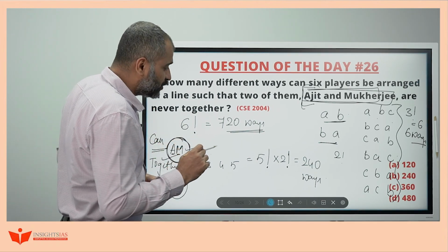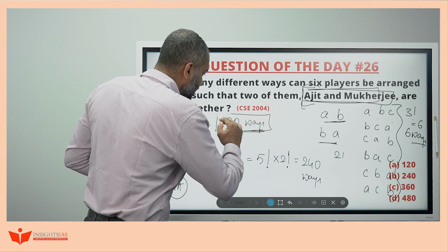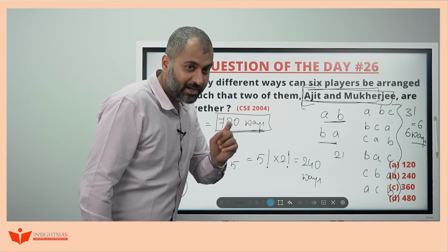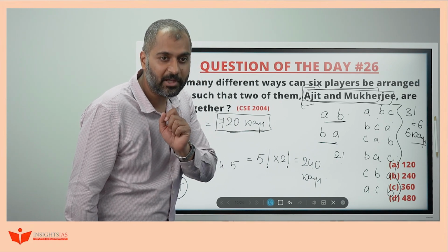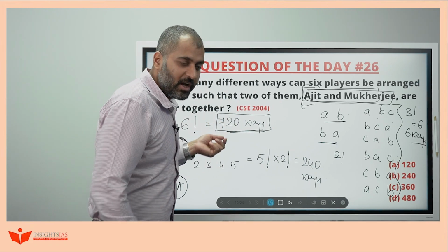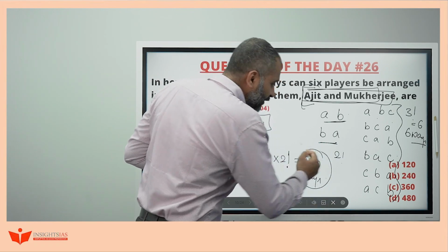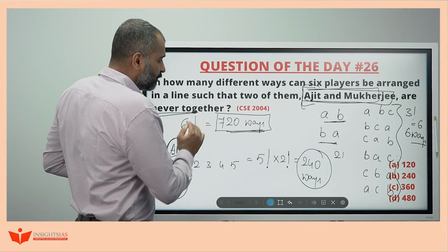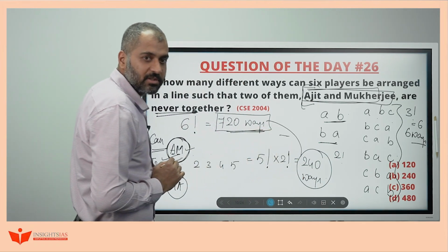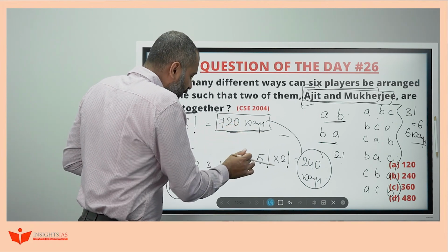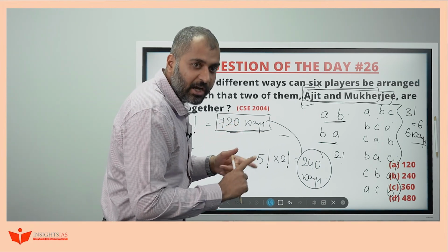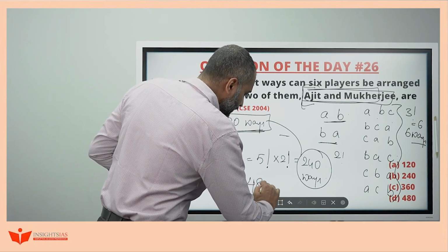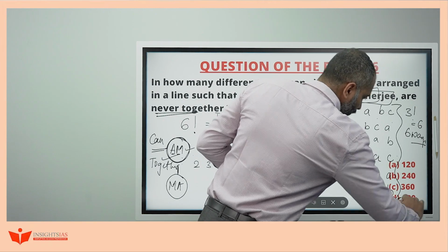In how many different ways can you make them sit? All of them can be seated in 720 ways, in which in some of the ways Ajit and Mukherjee are together, in other ways Ajit and Mukherjee are never together. Out of these 720 ways, how many ways are they together? 240 ways. So, they are never together for how many ways? Minus this, isn't it? In this 720, Ajit and Mukherjee are sitting together and not together also. Together we know 240 times. Not together how many times? 480 times. So, the answer is 480 here.